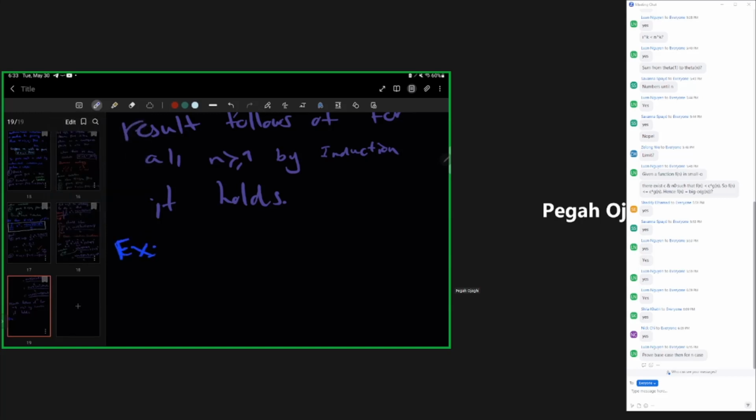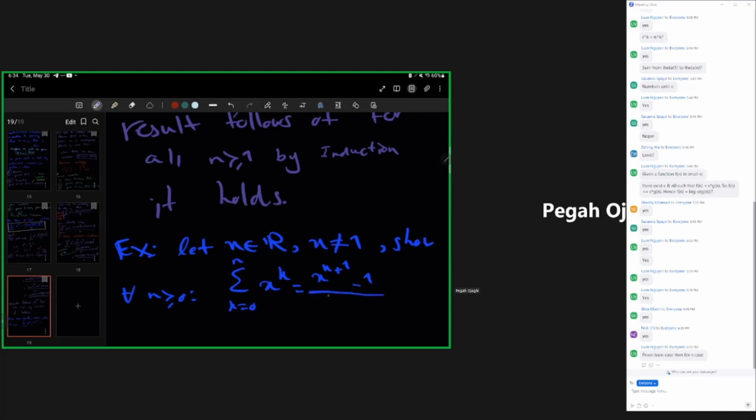Another example: let x be real and x is not equal to 1. What do you want to show? Show for all n greater than 0, the summation of k from 1 to n of x to the k is x to the n plus 1 minus 1 divided by x minus 1.